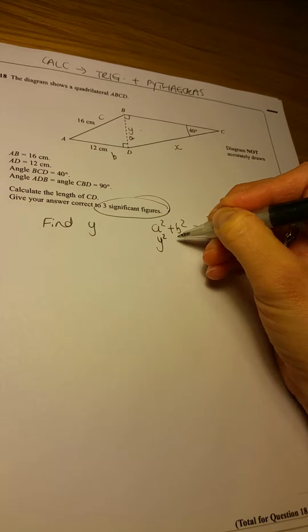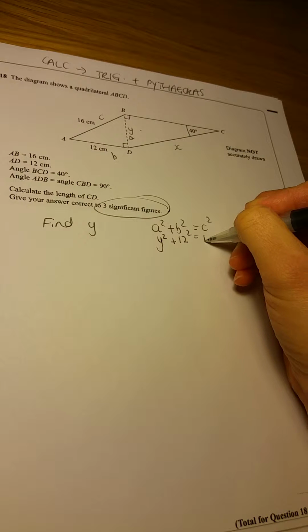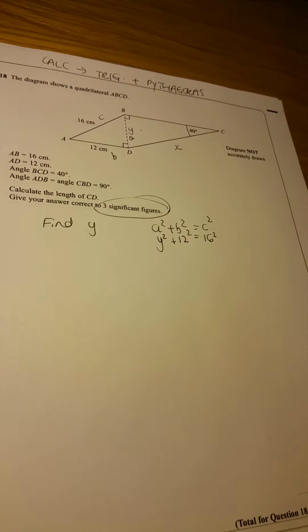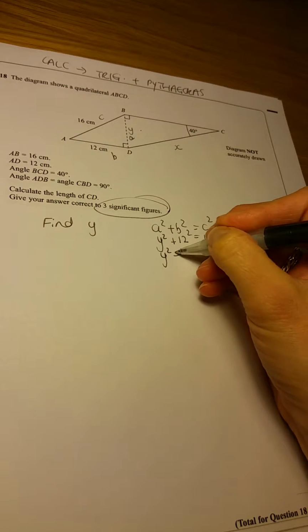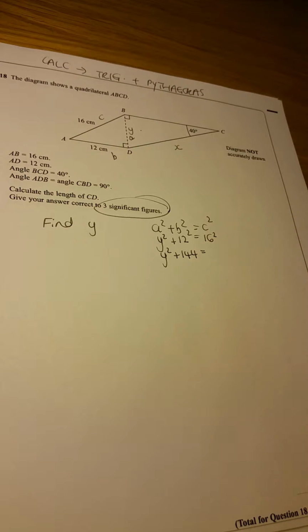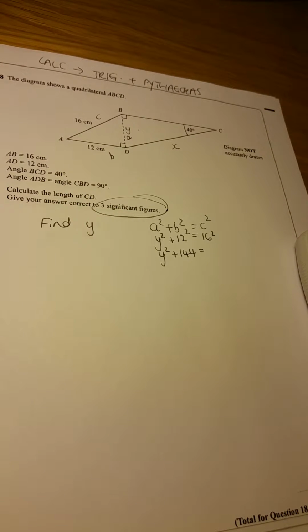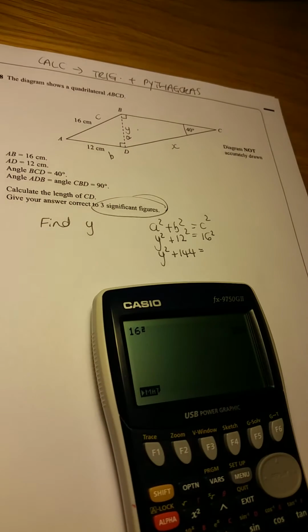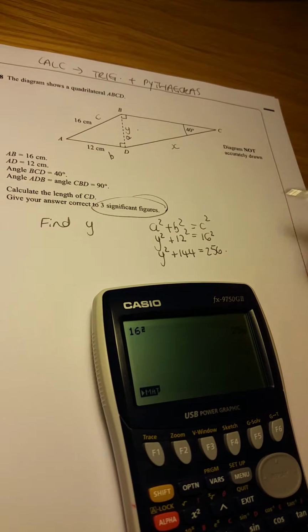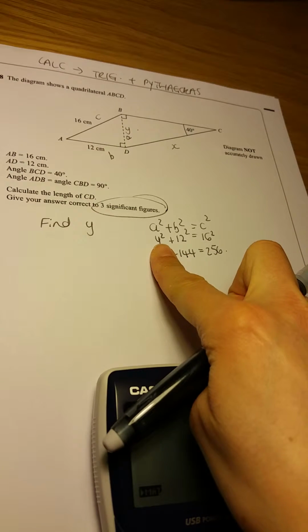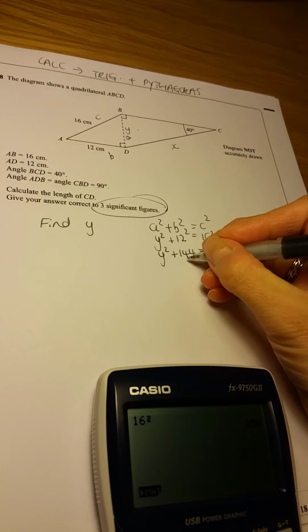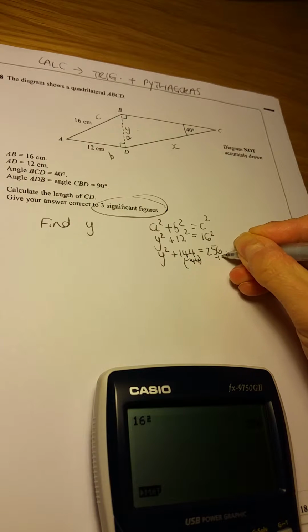So I'm going to write Y squared plus 12 squared is 16 squared. It's a calculator allowed paper, you may not need it. So 12 squared is 144, but use it anyway. 16 squared is 256. I'll just check. Yeah, so 256. Now, it's at this point that a lot of people add these together, okay? But we're trying to find what Y squared is. So we cover it up. So to get rid of that plus 144, we take 144 from both sides.